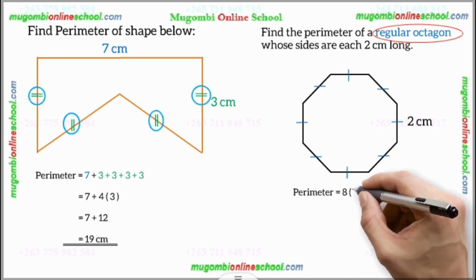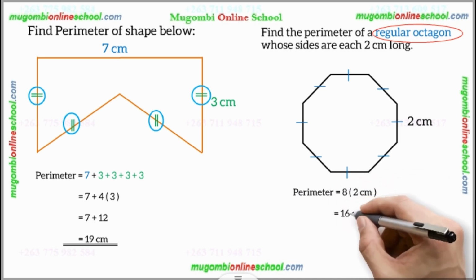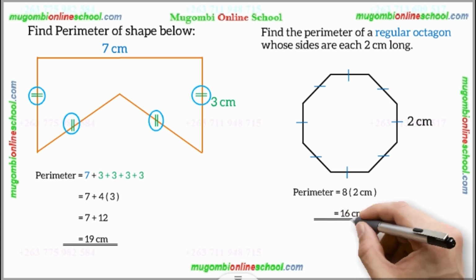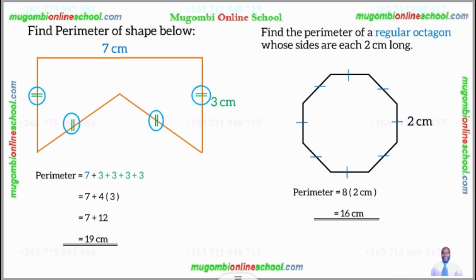is 2 centimeters. So the perimeter of this regular octagon is simply the same as 8 times 2, which is 16 centimeters. So for regular shapes, you simply multiply the length of one side by the number of sides. That's very simple. So go ahead, boys and girls, and answer the exercise below.